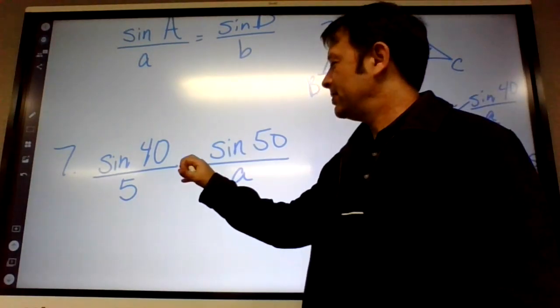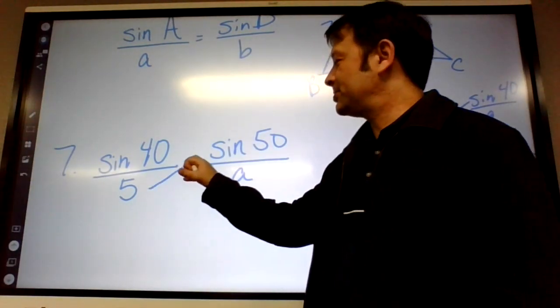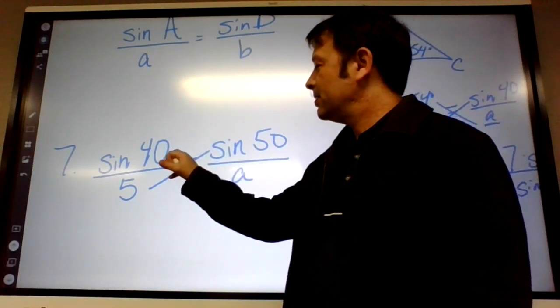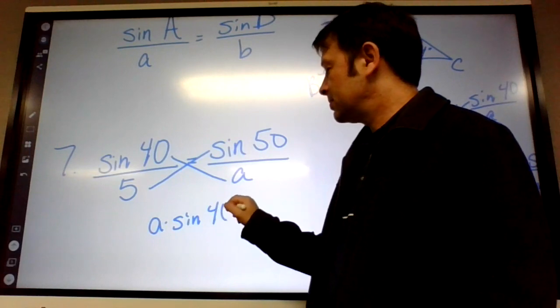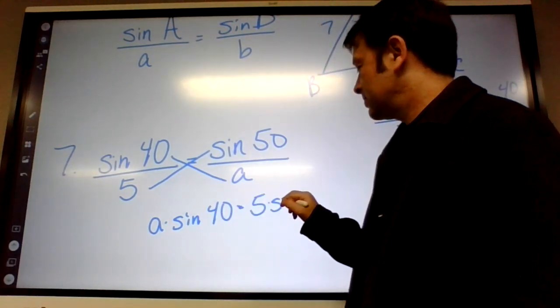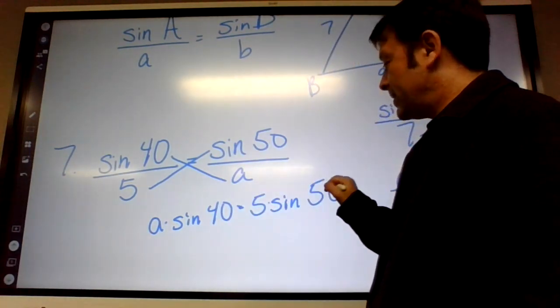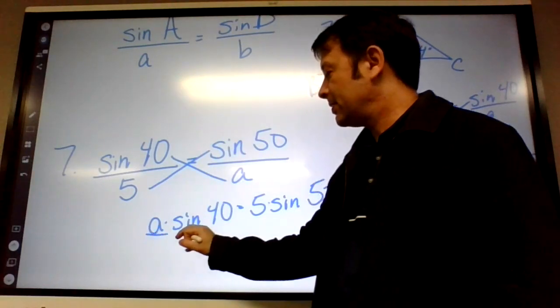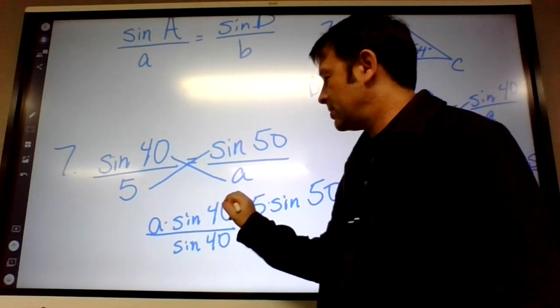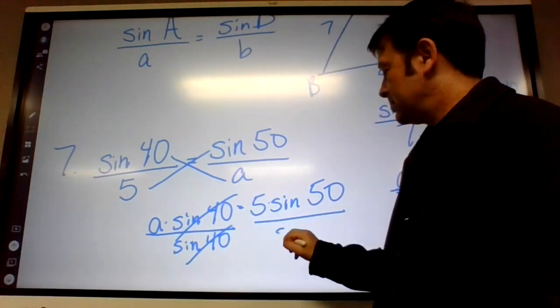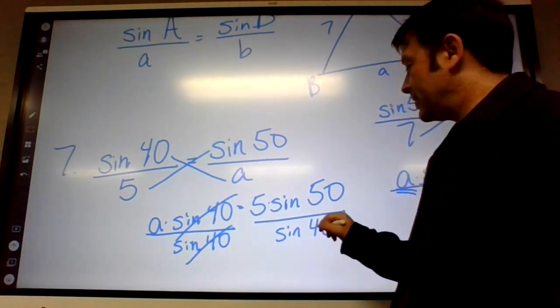All right. So I'm going to cross multiply. So A times sine of 40 equals 5 times sine of 50. And then how do we solve this for A? Divide it. Which would be sine of 10. No. Oh. We're just dividing by sine of 40.